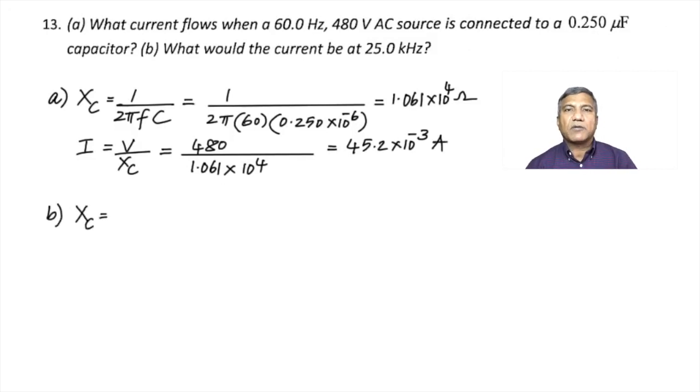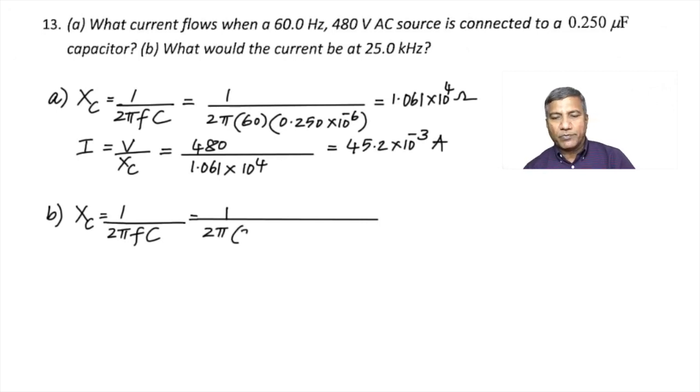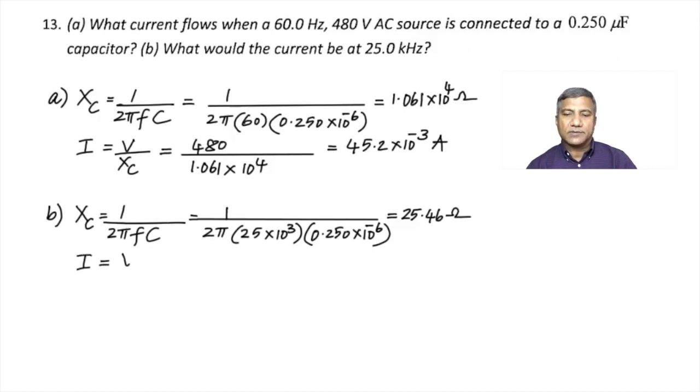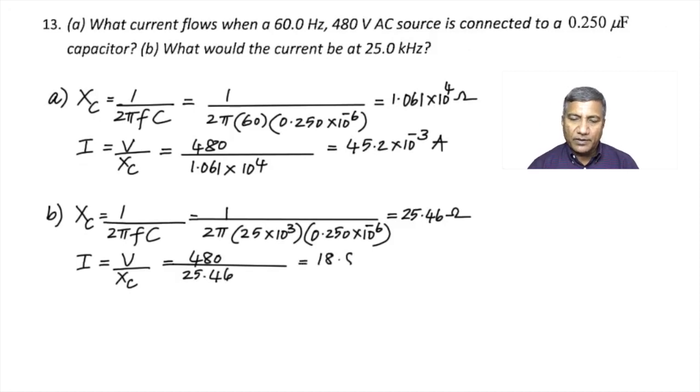And again, for the B part, we got to find the current at 25 kilohertz. Frequency is changed, so the capacitive reactance will now change. And as the frequency increases, the capacitive reactance decreases. So this time we get a much lower capacitive reactance. Calculates out to be 25.46 ohms, much smaller than before. And then the current is just 480 divided by that, which will give us the answer, which is 18.8 ampere.